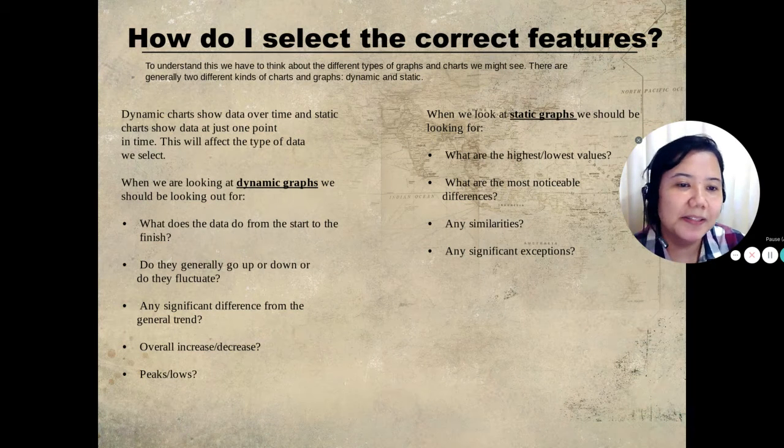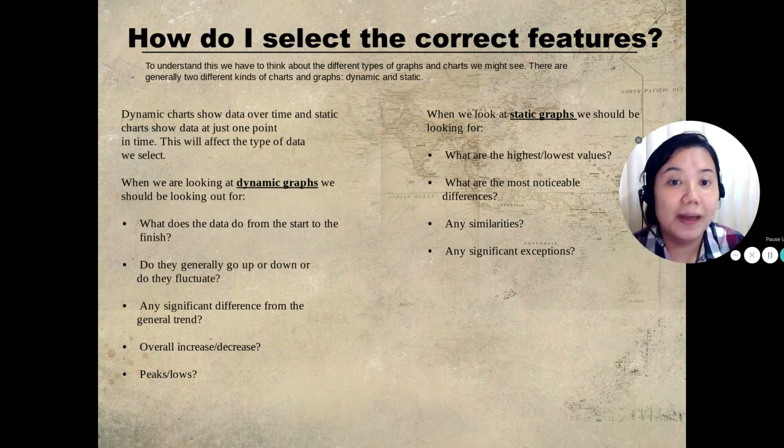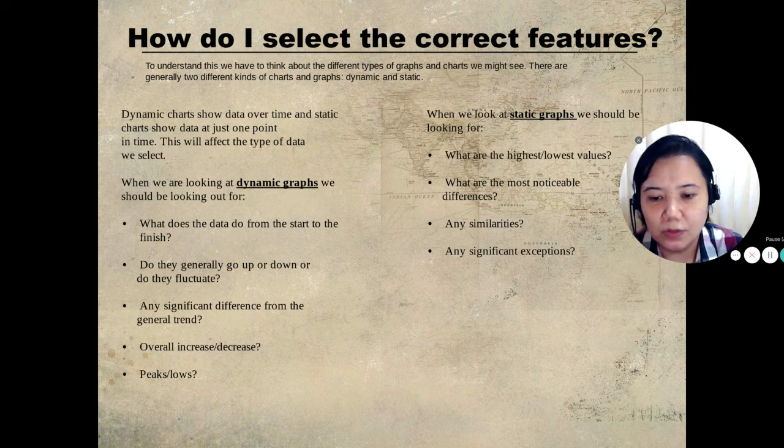So how do I select the correct features? To understand this, we have to think about the different types of graphs and charts that we might see. There are generally 2 different kinds of charts and graphs. We call them dynamic and static. Dynamic charts show data over time, and static charts show data at just one point in time. So this will affect the type of data we select.